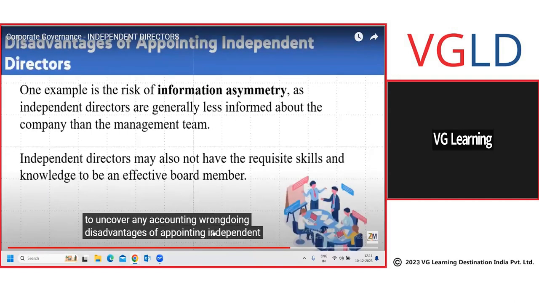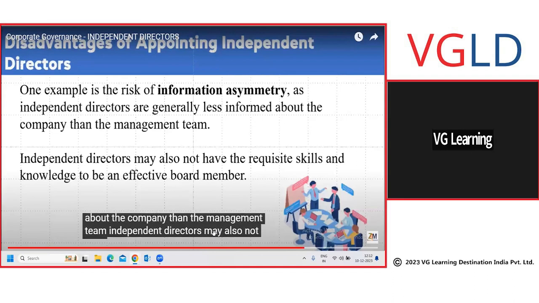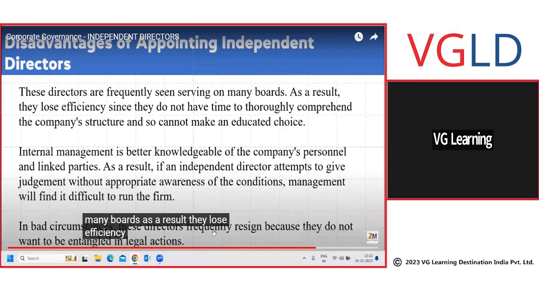Disadvantages of appointing independent directors. One example is the risk of information asymmetry, as independent directors are generally less informed about the company than the management team. Independent directors may also not have the requisite skills and knowledge to be an effective board member. These directors are frequently seen serving on many boards. As a result, they lose efficiency since they do not have time to thoroughly comprehend the company's structure and so cannot make an educated choice.